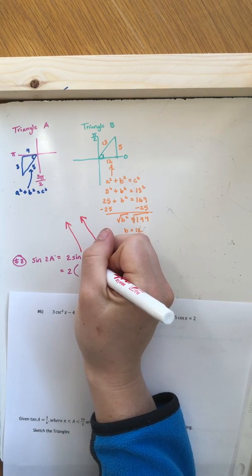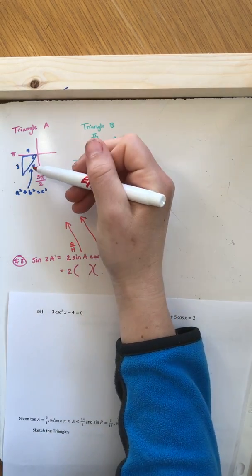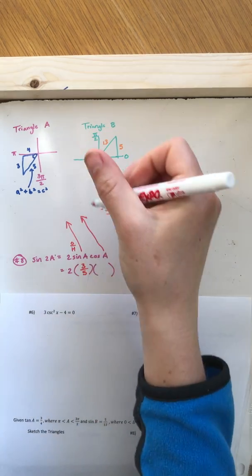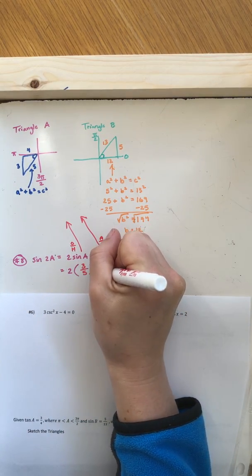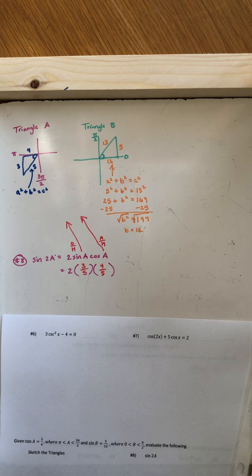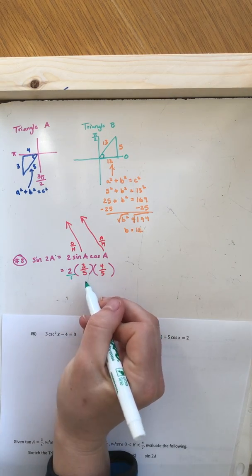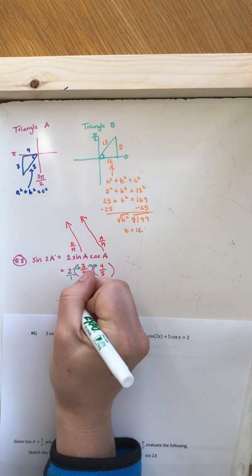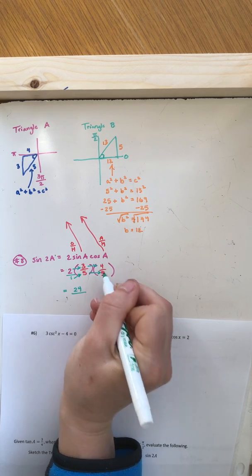What is sine of A? Well, sine is opposite over hypotenuse. So that's going to be 3 over 5. And cosine A is adjacent over hypotenuse. So that's going to be 4 over 5. Now, when you multiply fractions, you multiply the top times the top and the bottom times the bottom. Now, 2 is technically in the top because it's secretly over 1 there. So I'm going to do 2 times 3 times 4, which gives me 24. 1 times 5 times 5 gives me 25.